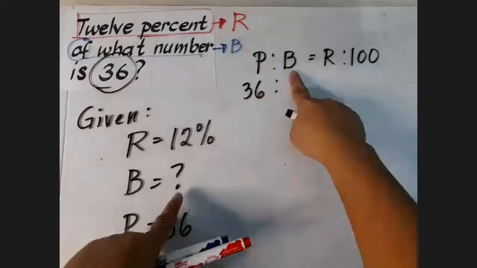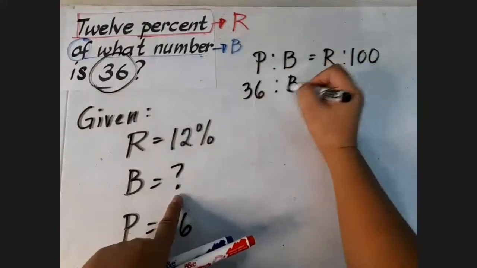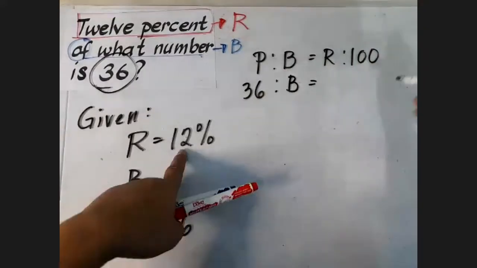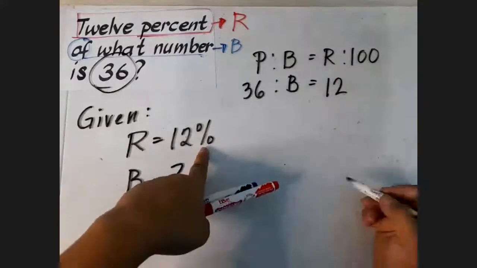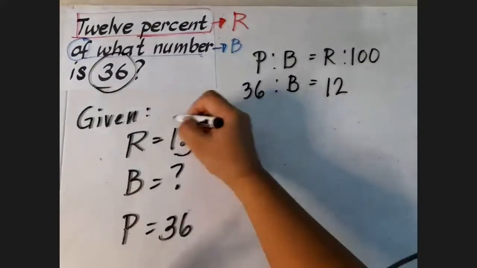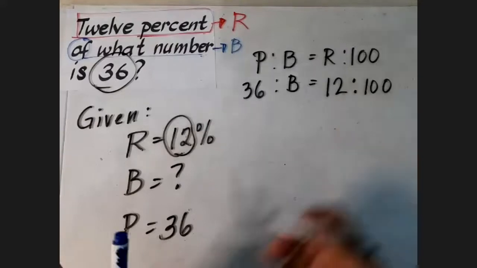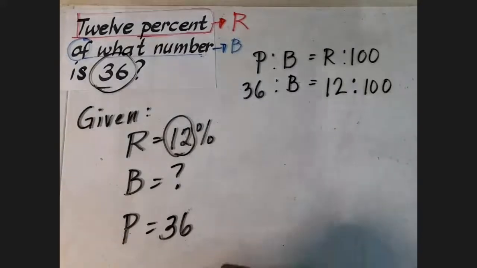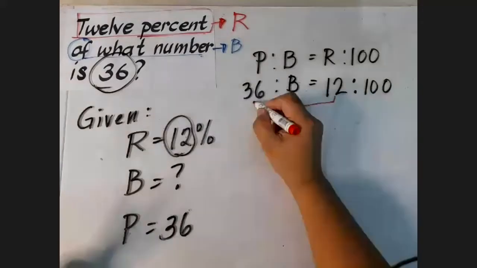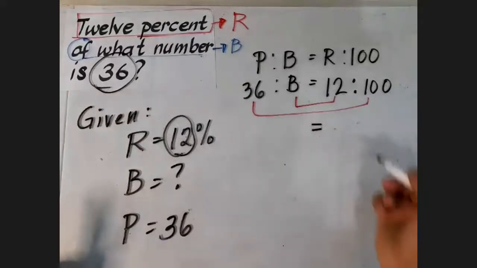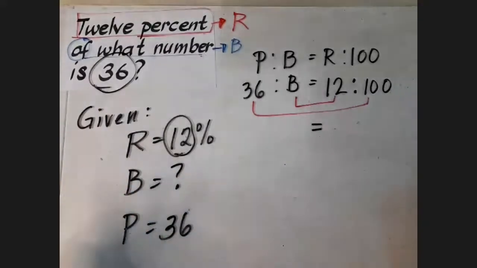Ano yung B? That's question mark. So B pa rin yan. Ano yung R? That's 12. Okay, hindi natin kukunin yung percent symbol. Yung 12 lang. So 12 is to 100. Okay? And then we multiply the means and the extremes. Pag minultiply natin yan, ang tatandaan natin, they should be equal. Yung product ng means is equal to the product of the extremes.